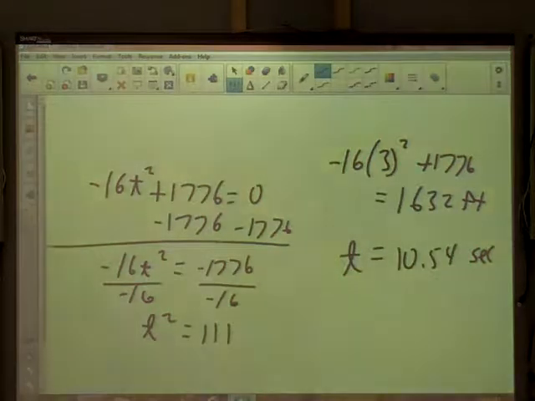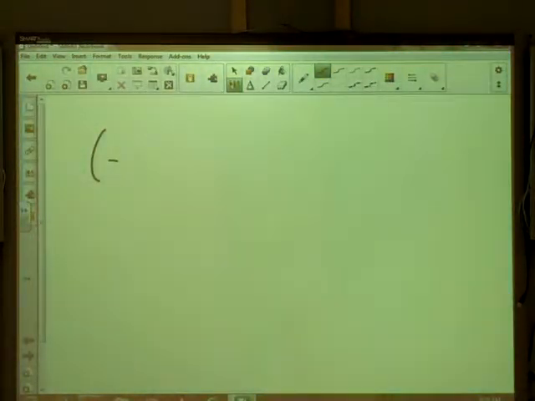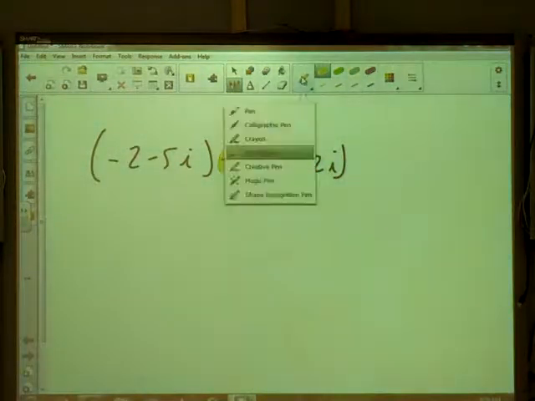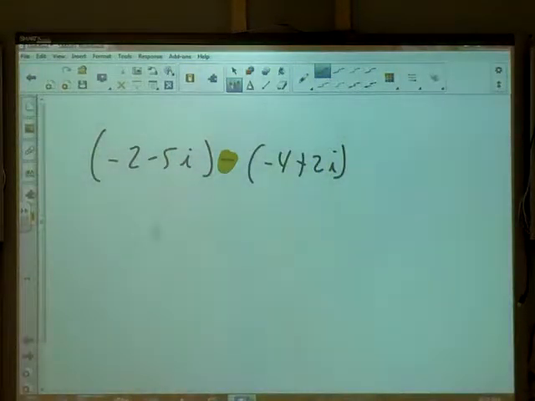Number 12. Easy one on number 12. I got negative 2 minus 5i minus negative 4 plus 2i. Okay, what's key on this is the subtraction sign. So all we're doing is subtracting like terms.